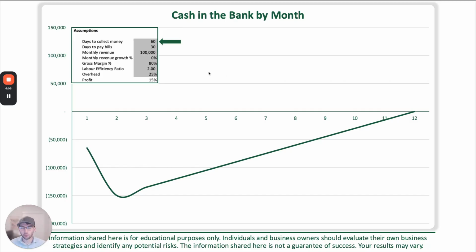Now, if we switch it the other way, so we're paying our bills within 30 days and it's taking 60 days to collect money, and this is a very common situation for contractors, especially moving on to bigger projects, and it's something to be wary of. So here, 60 days to collect money, 30 to pay bills. You can see we start out with that initial negative amount. That's going to be essentially the labor and overhead dollars spent.